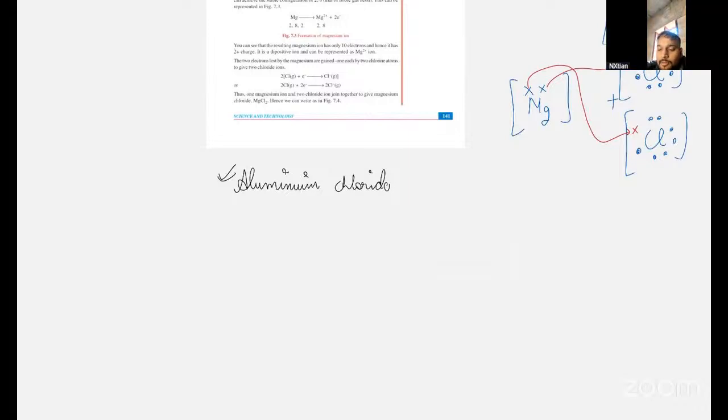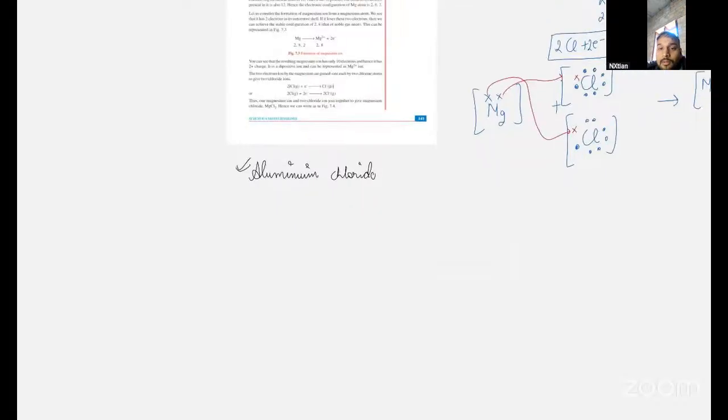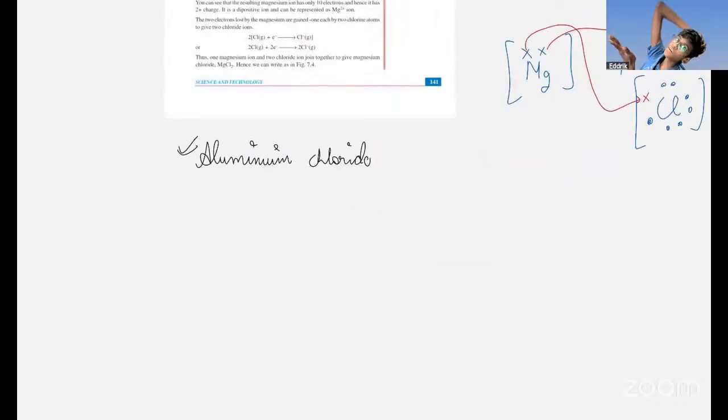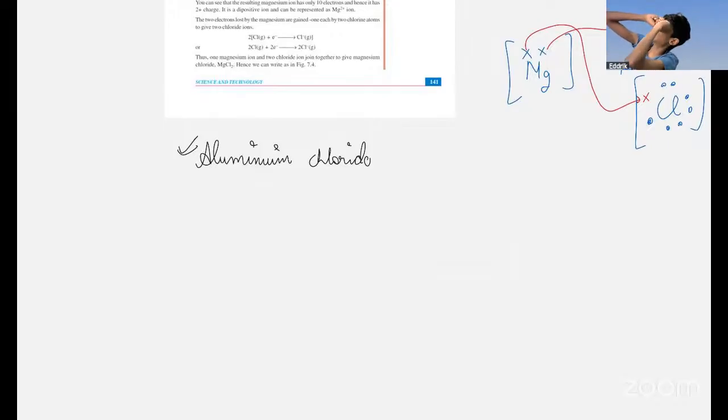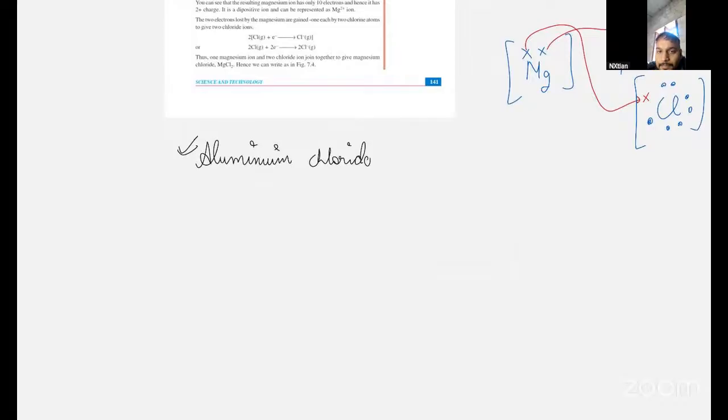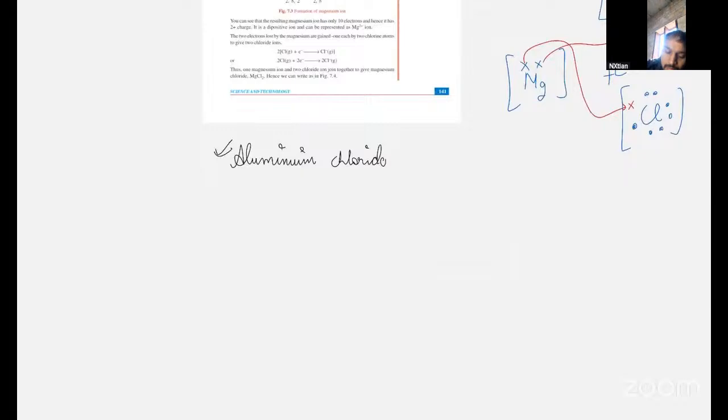Adrik, what are you doing, beta? You're not drawing? I finished drawing aluminium chloride also. Aluminium chloride, you drew? Yes. Show me then. So you drew in your copy? Yes, sir. Oh, very good. So how did you draw this? What is the first step you wrote?